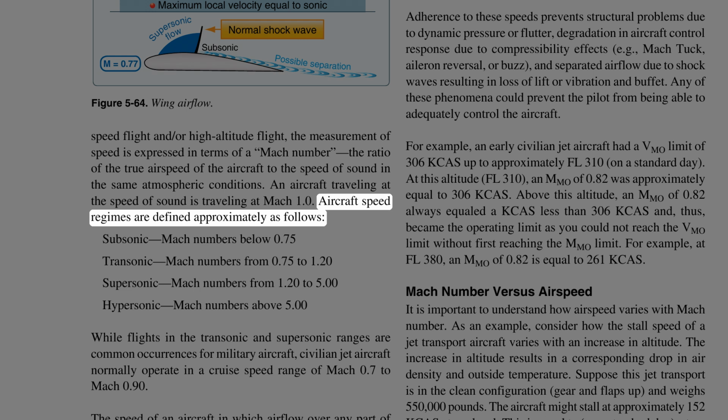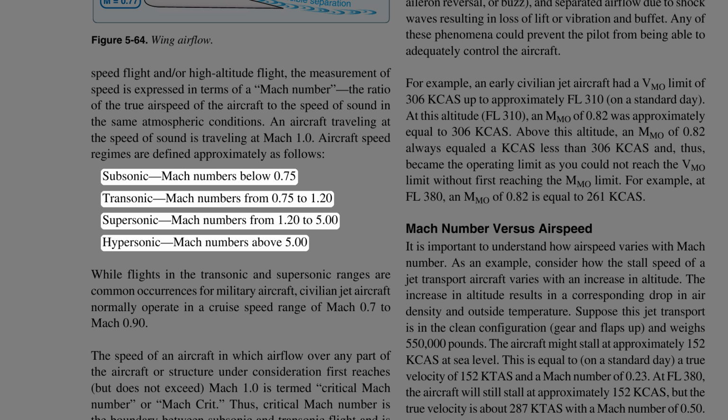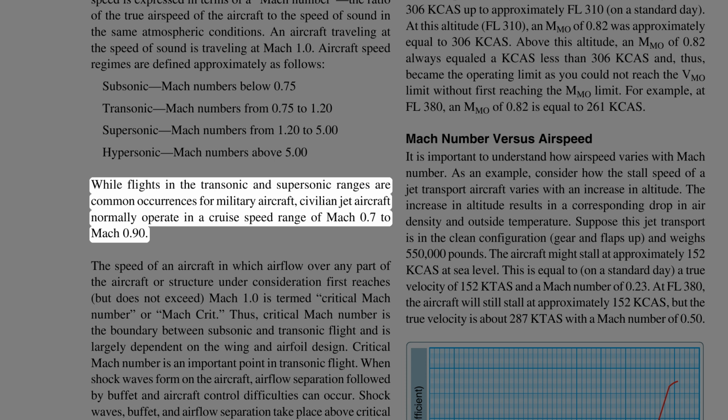Aircraft speed regimes are defined approximately as follows. Subsonic, Mach numbers below 0.75. Transonic, Mach numbers from 0.75 to 1.20. Supersonic, Mach numbers from 1.20 to 5.00. Hypersonic, Mach numbers above 5.00. While flights in the transonic and supersonic ranges are common occurrences for military aircraft, civilian jet aircraft normally operate in a cruise speed range of Mach 0.7 to Mach 0.90.